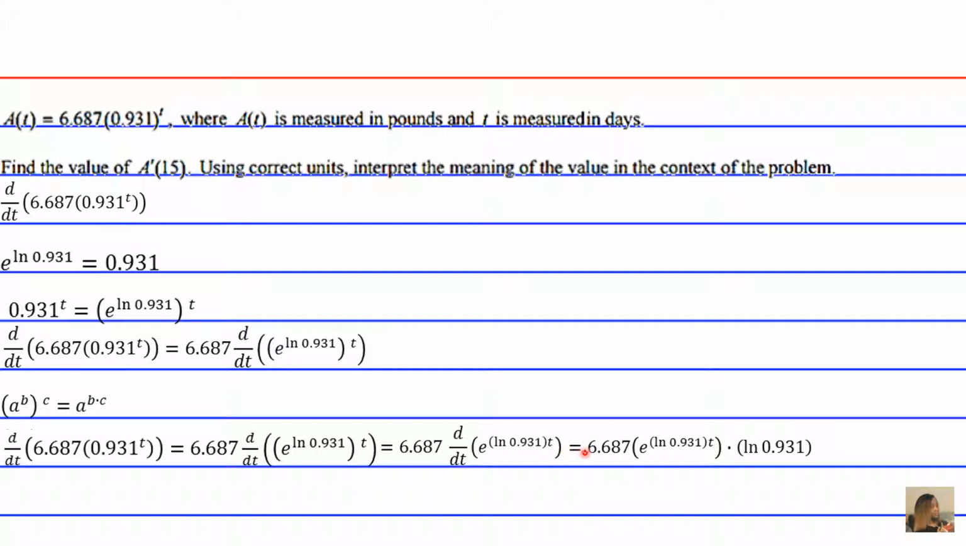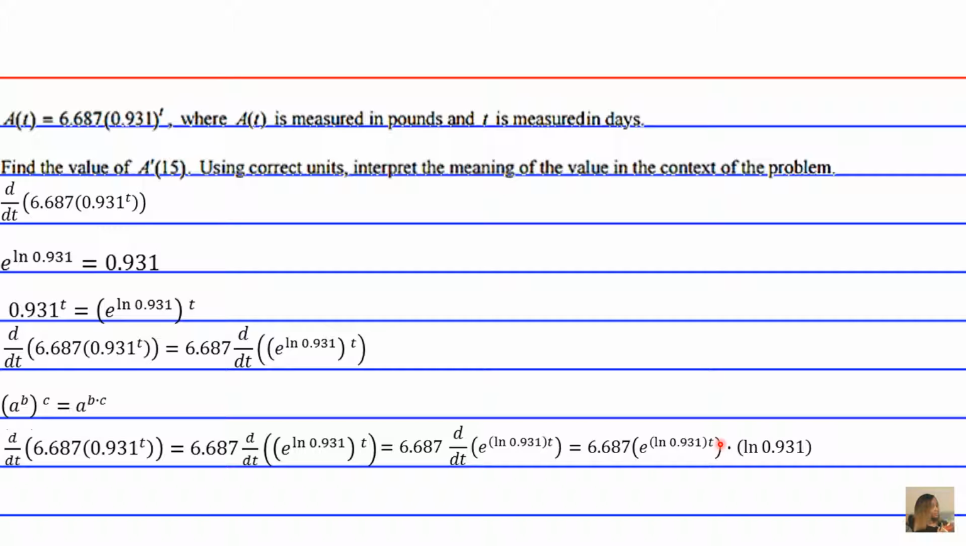And now we're going to have to use the chain rule to evaluate. We know that the derivative of e raised to anything is just going to be that thing. So we rewrote our constant; this isn't being evaluated in the derivative. We're multiplying that times e raised to the natural log of 0.931 times t, because the derivative of e to anything is just the exact same thing that's within the derivative. So that's our outer function in the chain rule.